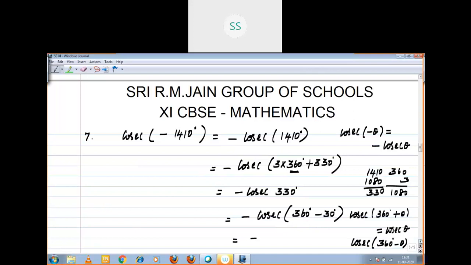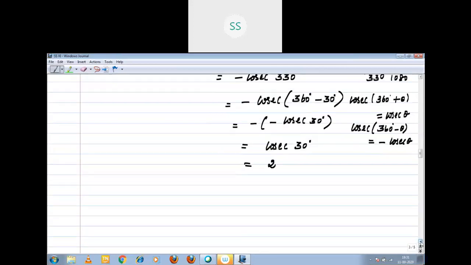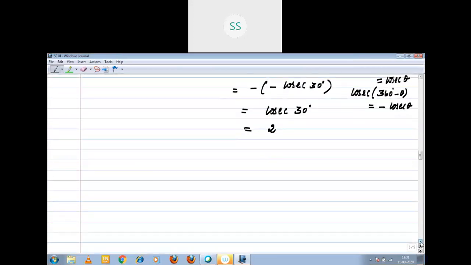Cosecant 360 minus theta equals minus cosecant theta. Here the theta value is 30 degree. So minus cosecant 30. Then minus into minus is plus cosecant 30. What is the value of cosecant 30? 2. Because sine 30 degree is 1 by 2, and the reciprocal of sine is cosecant. What did children say, yes or no? Yes. Now, question number 8.